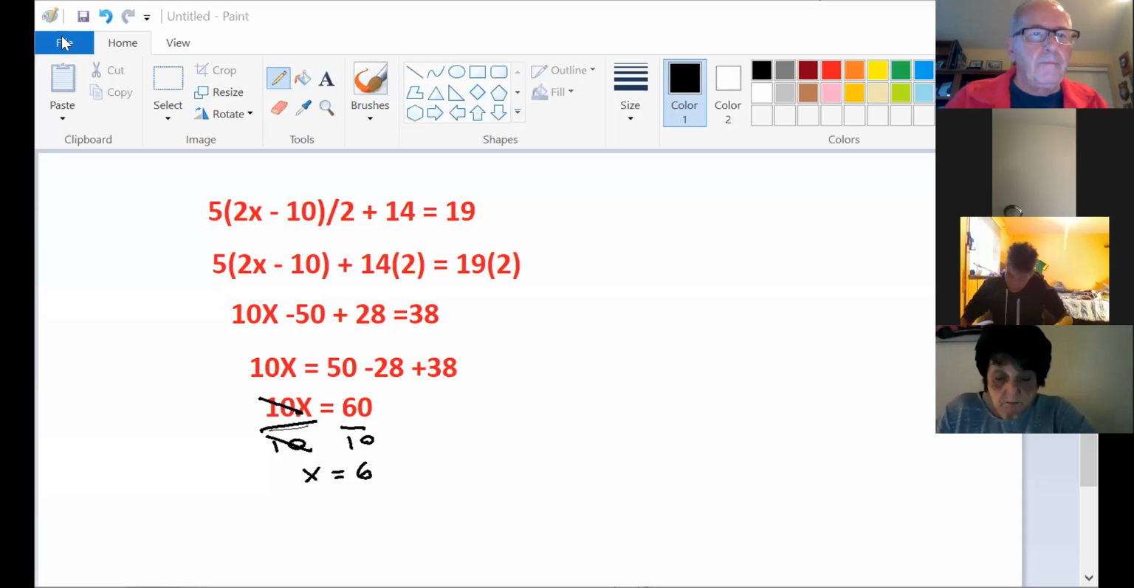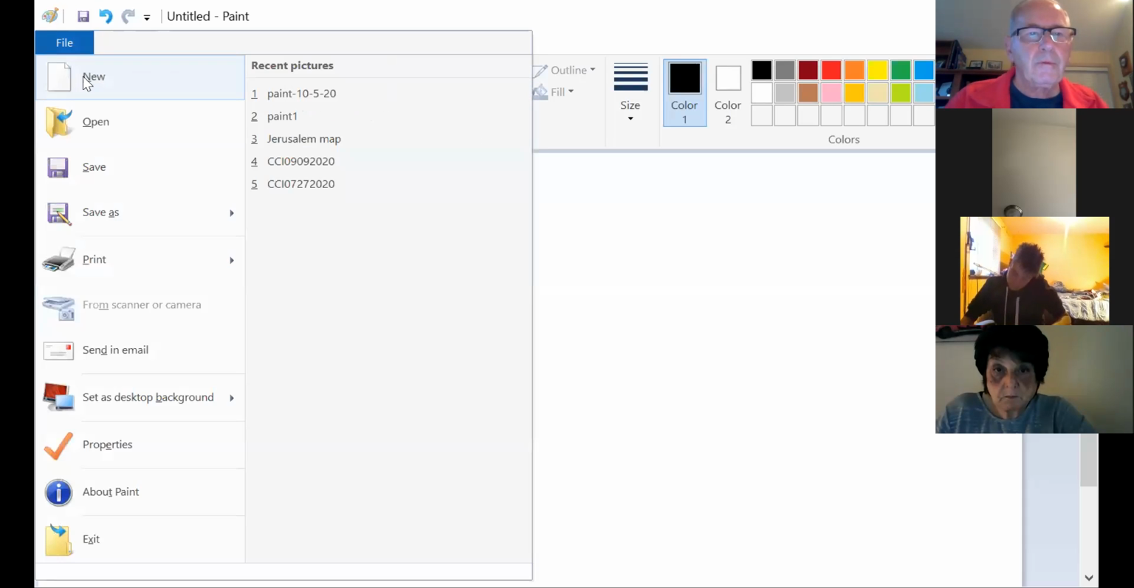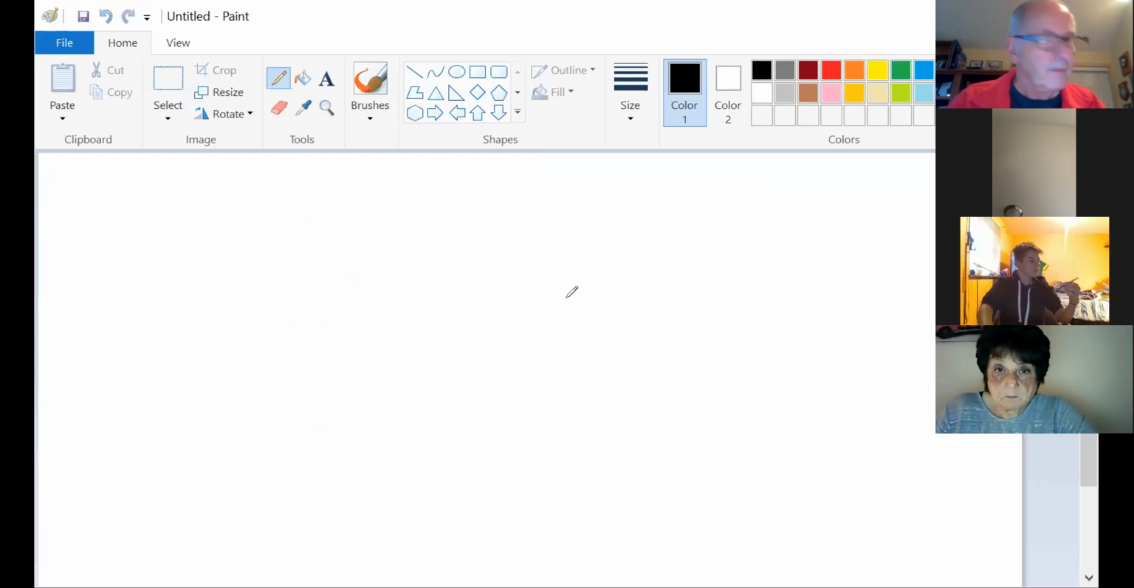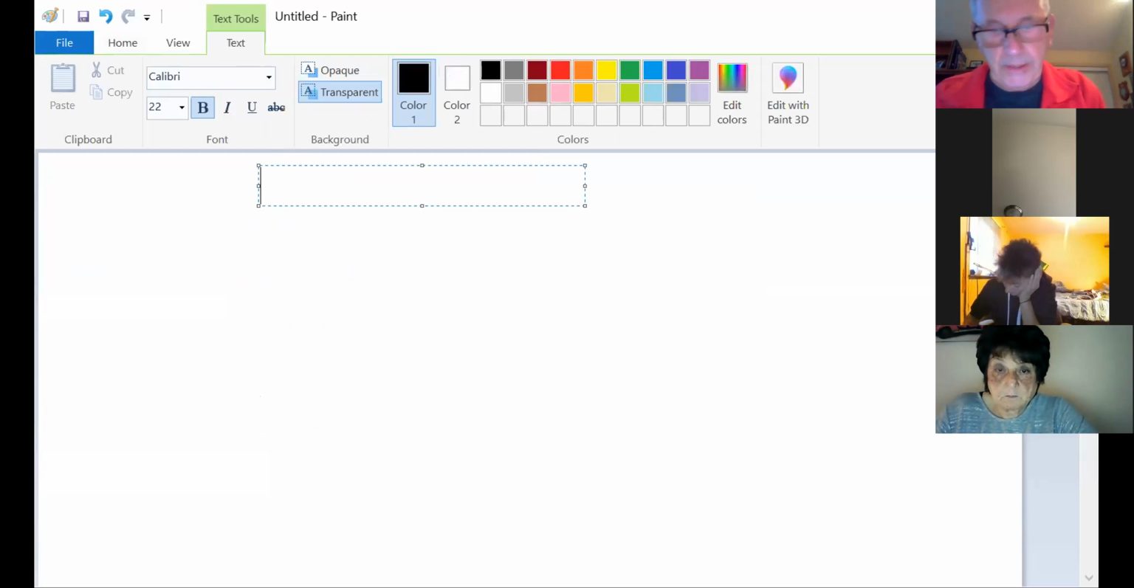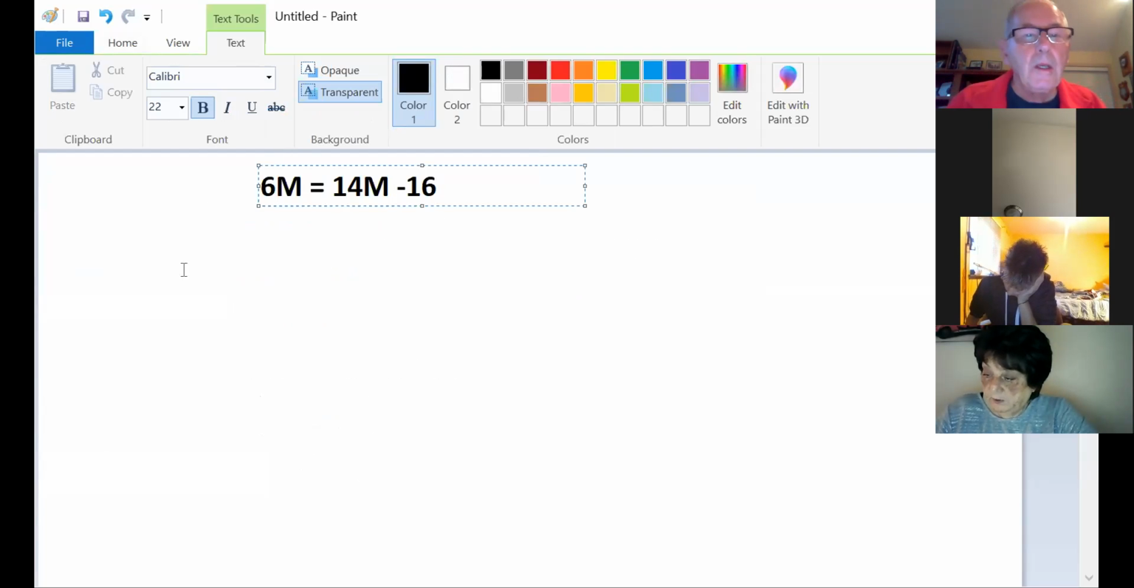Okay, I'm going to get rid of this stuff and start over. It was 6m is equal to 14m minus 16, right? Oh, well, I don't like those capital M's here. Usually variables are small letters. Okay, so you've got that.